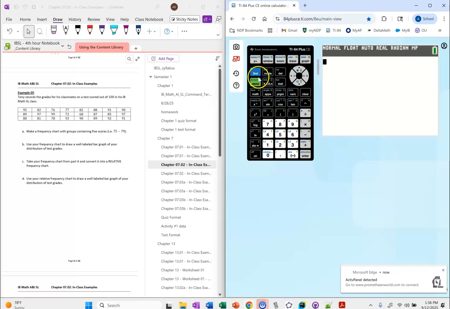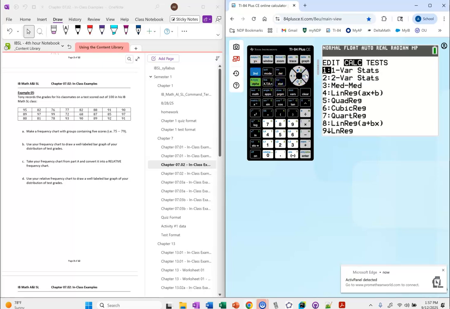What I'm going to do now is I'm going to look for the list. I want second and list, and I want to go to the OPS menu. That's short for ops or operations. So I'm going to pick option A, which says sort A. A is for ascending, so to start with the smallest value and list them out to the biggest.